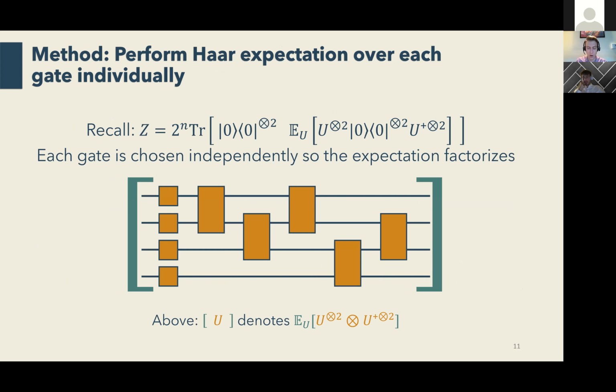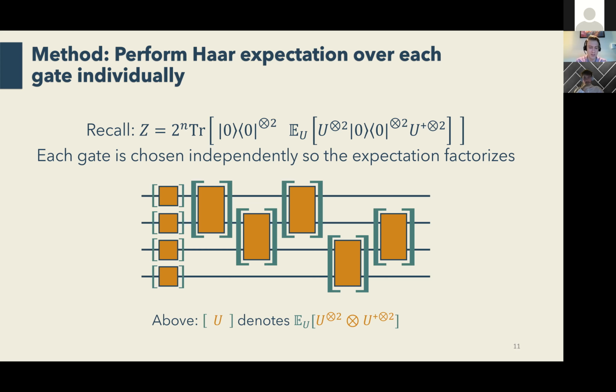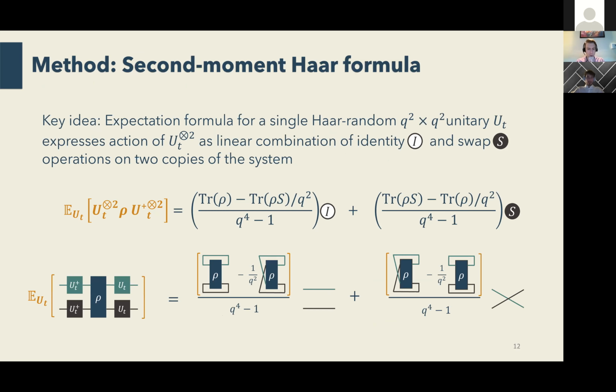So recall that the quantity that we're trying to compute is this collision probability. It's an expectation value over the random quantum circuit, 2 copies of U, 2 copies of its adjoint. But because we've chosen the gates independently from one another, all to be random, instead of doing an expectation over the whole circuit, we can just do the expectation over each individual constituent, a trivial observation. But how do we perform these expectations over these gates? To do that, we rely on previously developed formulas for computing these Haar expectation values.